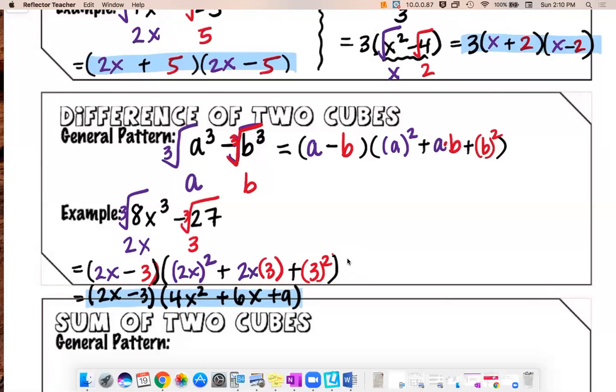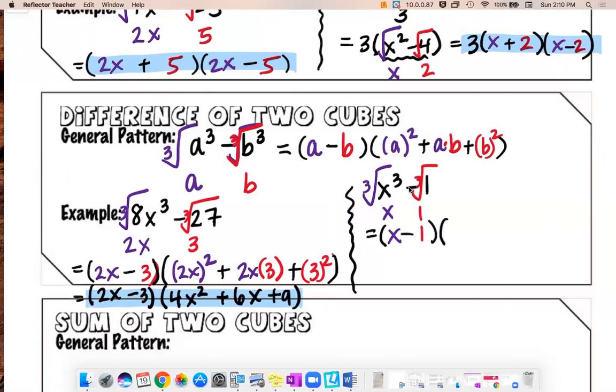Okay, let's do one more, and then we'll do the last factoring pattern, which is going to be your sum of cubes. So let's do x cubed minus 1. So remember, first thing you do is the cube root of each of these. So cube root of x cubed, we know is x. Cube root of 1 is 1, and then it is a minus sign in the middle, so you know it's a difference. Okay, so then we just do a, which is x, minus b, which is 1.